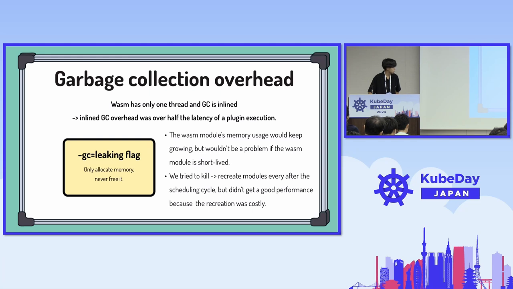So if you use it, the module will be allocated the memory but not freed. The memory usage is growing, so we freeze the memory and we can just recover the module so that it doesn't grow. But we found the recovery cost is also a cost for us, and we can get a good result actually from it. But depending on the architecture that you are creating for your Wasm extension, you may or may not be able to get benefit from it actually.